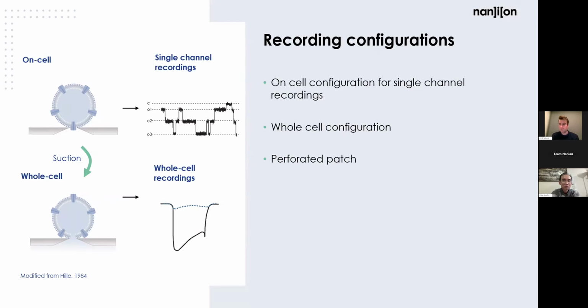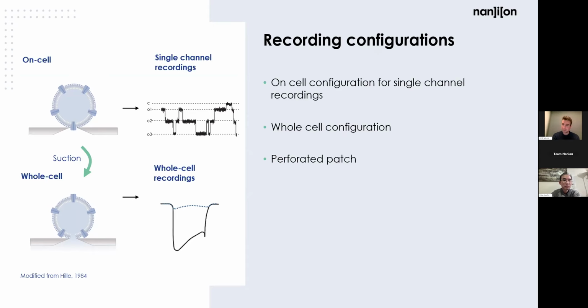And that means that all ion channels that reside within that small patch of membrane over the hole can be measured as they open or close. And in this representative trace here, we can see the opening and closing of 1, 2, and 3 ion channels as they open and close consecutively. If we apply suction to this configuration, we rupture that patch of membrane, and therefore we're in whole cell configuration. And this therefore allows us access to measure the entirety of the ionic activity of all ion channels residing within the cell membrane.